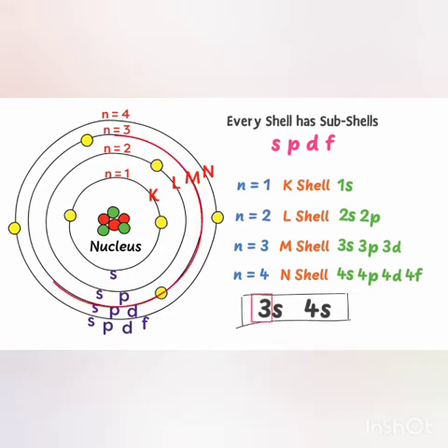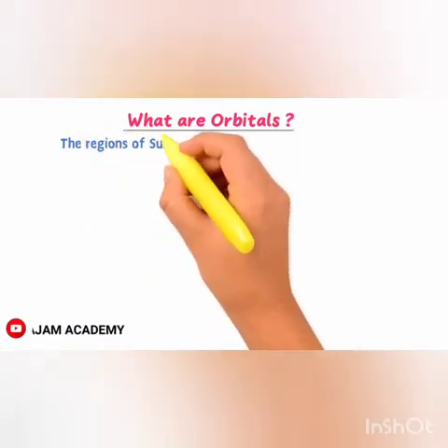The 3S denotes the third main shell, M. S denotes the subshell, that is the azimuthal quantum number. Likewise, for 3S, it is the N plus L rule. The 3 denotes the principal quantum number, as does the 4 in 4S, the principal quantum number N. The S denotes that it is a subshell, the azimuthal quantum number. This is the N plus L rule. So what are orbitals now?